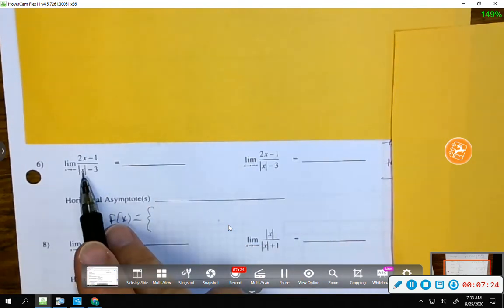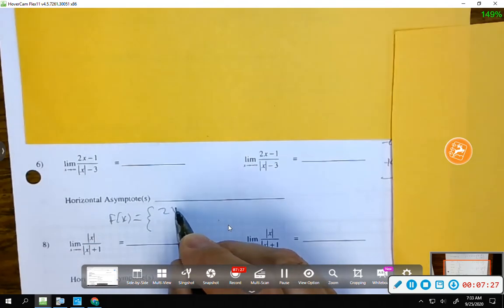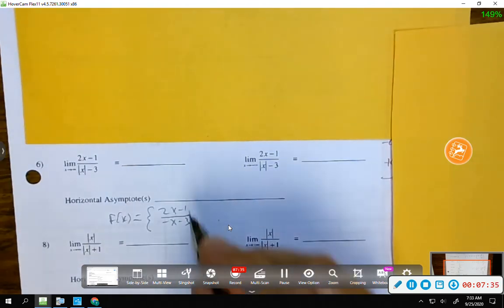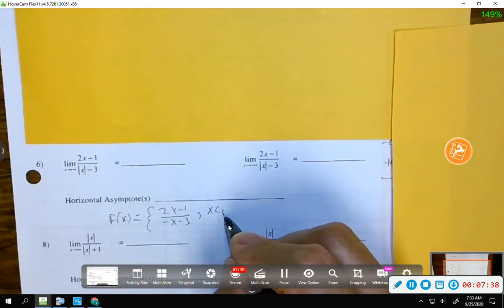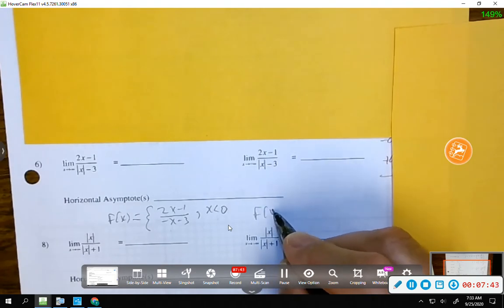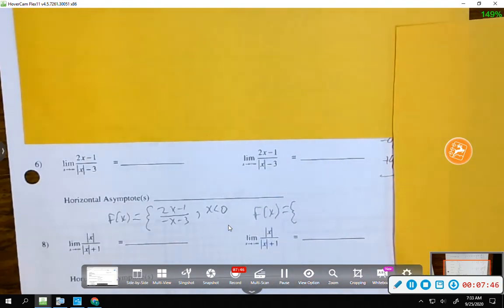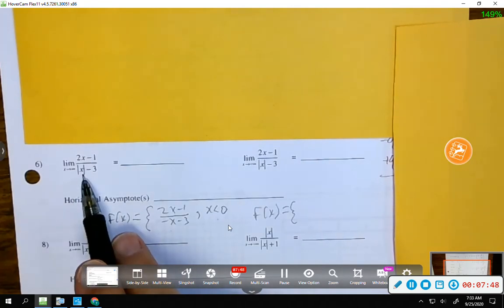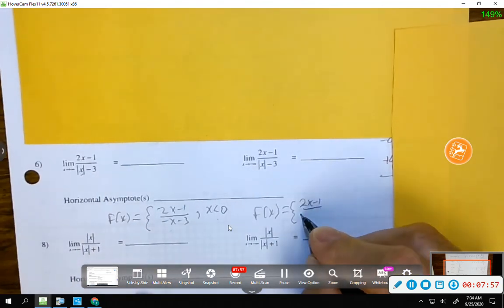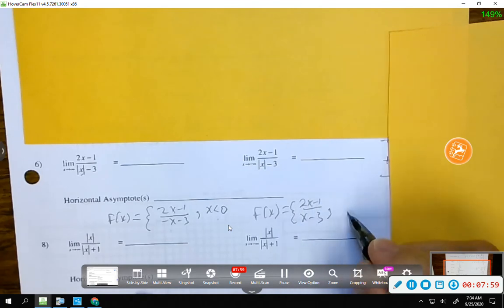If x is less than 0, I have to say 2x minus 1 over negative x minus 3. Notice I'm only negating what's inside the absolute value bars when x is less than 0. Okay, and I would write the second piece down here, but I'm running out of room, so I'll write it over here. Okay, and if x is greater than or equal to 0, I can just eliminate the absolute value bars. And I get this. When x is greater than or equal to 0, we can plug 0 in.